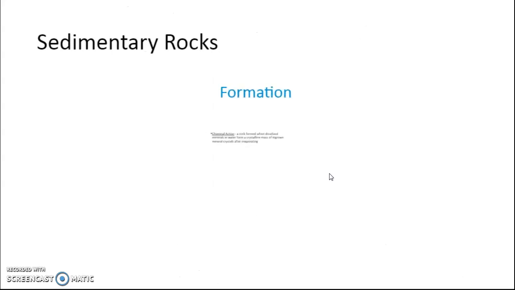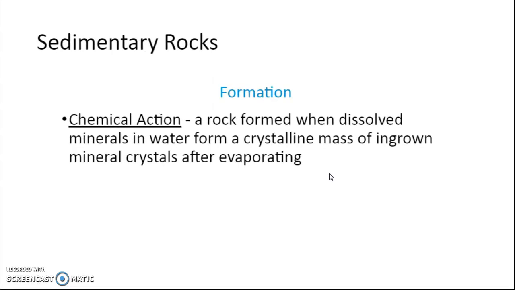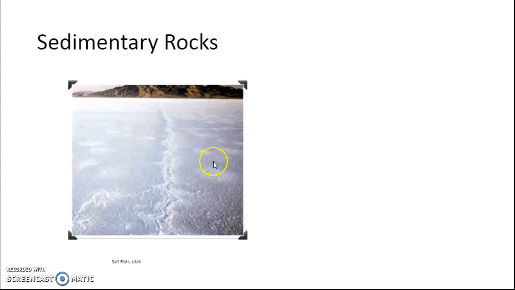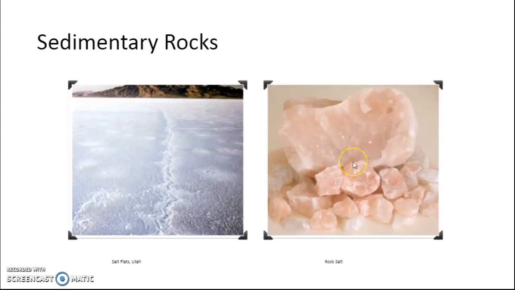And finally, we can get sedimentary rocks that form from chemical action. This is formed when dissolved minerals form a crystalline mass of mineral crystals that are left behind after evaporating. And so here's just showing you the salt flats in Utah that are left behind that form crystals, or rock salt as well. And so we can get rock salt from, again, that dissolved material.